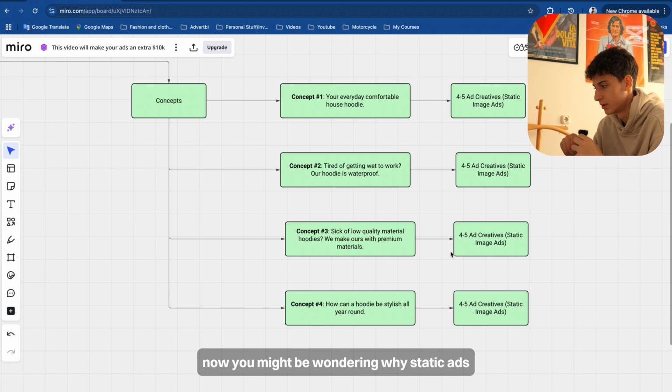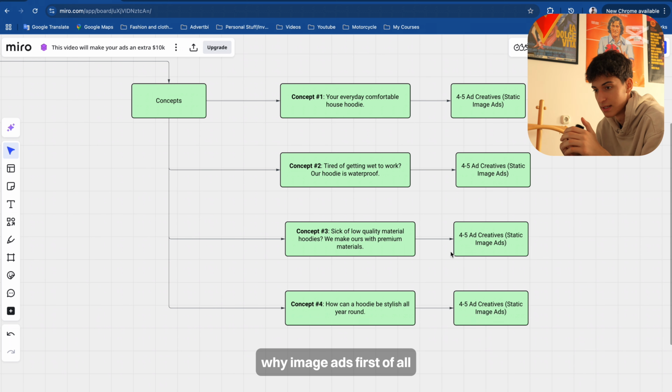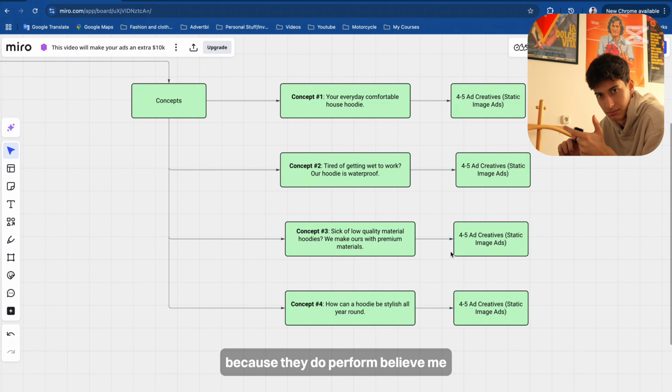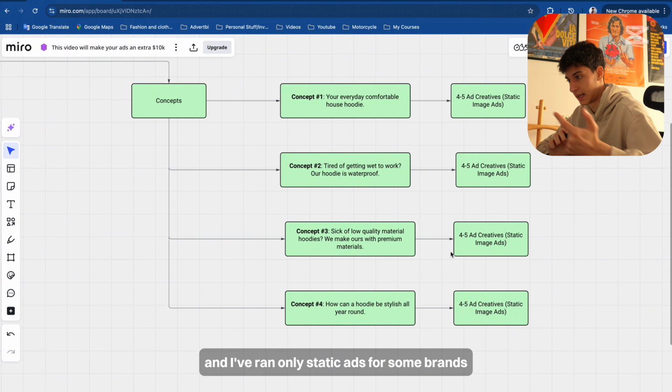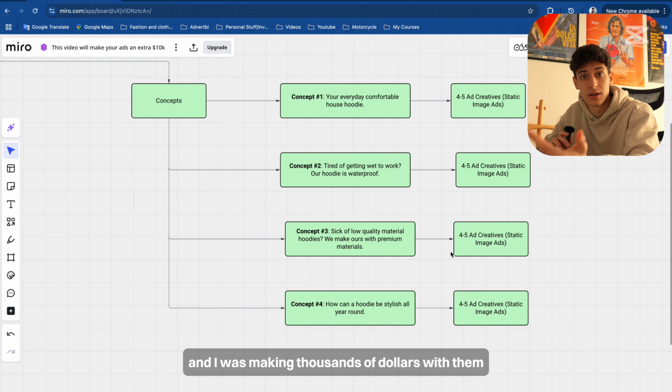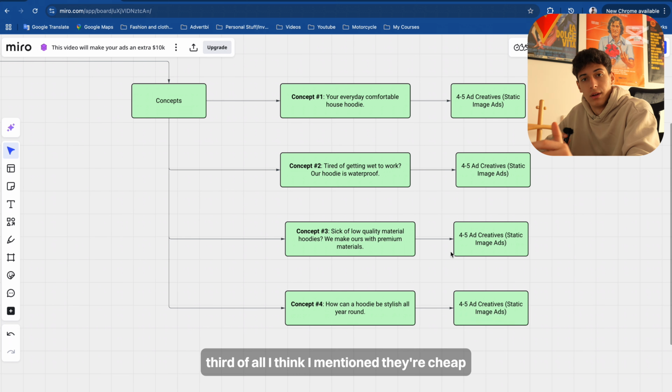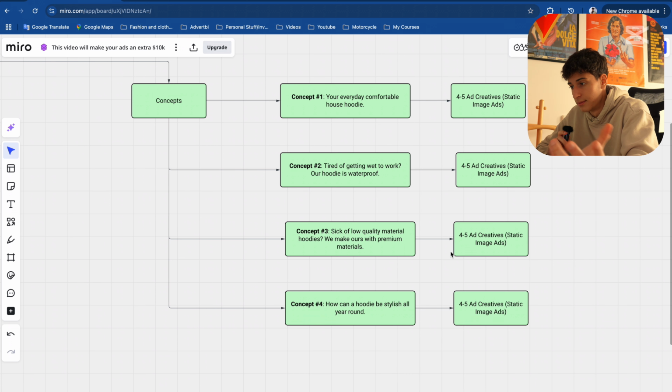Now you might be wondering, why static ads? Why image ads? First of all, because they're easy to develop, they're easy to make. Second of all, because they do perform. Believe me, I've ran static ads, and I've ran only static ads for some brands, and I was making thousands of dollars with them. Third of all, I think I mentioned they're cheap, they look good, and they do attract attention, and they're much cheaper than video ads.